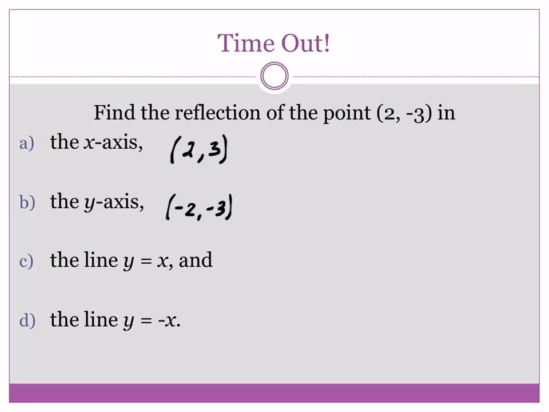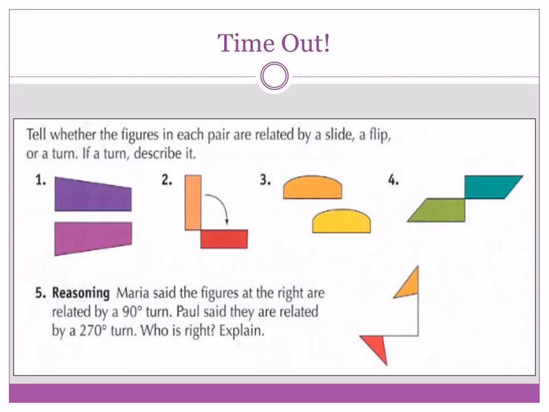How about C, reflection along the line y equal x? Negative 3, 2. So we switched where the x and y are located. And the last one? 3, negative 2. We just take the previous answer and change the signs. Okay, very good. All right, another one for you to try.